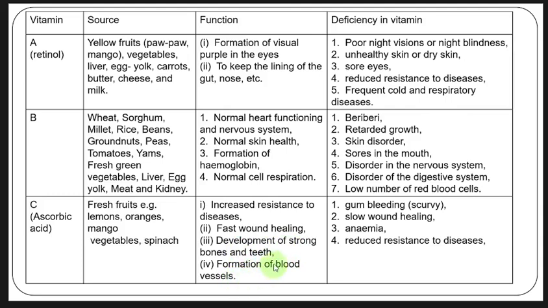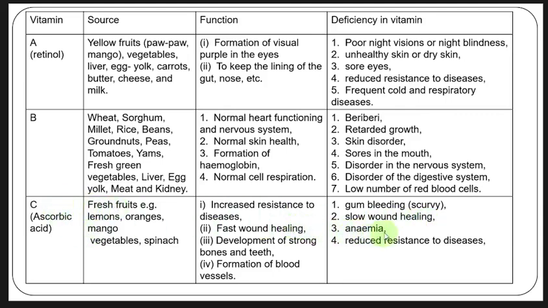All right, so deficiency in this one causes gum bleeding, and this disease is known as scurvy. So if a person is bleeding a lot, then they have a disease that we call scurvy, caused by lack of vitamin C. And also another deficiency is slow wound healing. So wounds won't be healing fast or quick because of lack of vitamin C.